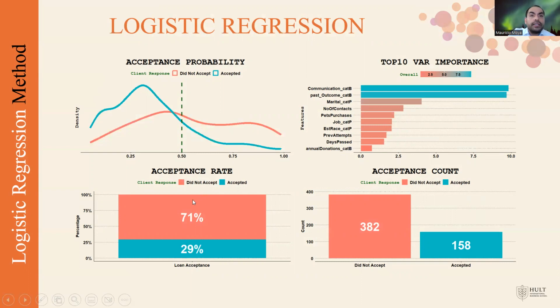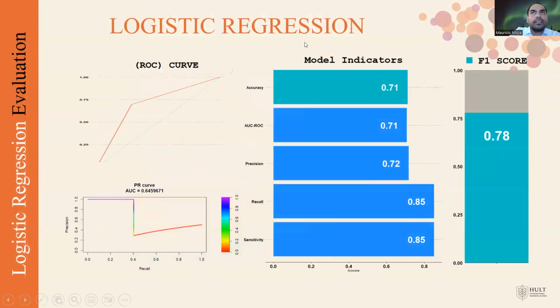Then on the bottom left, we can see that the acceptance rate is 71% against 29% for the training data, which is current customers, marketing campaign. And the acceptance count was 540 in total. 150 were accepted and 382 rejected. In terms of the evaluation, the score was 0.01 for accuracy. All in all, the F1 score was 78 with the rest of the KPIs that we use.